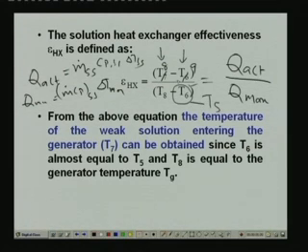And T8 is your generator temperature. So from this you can find out what T9 is. So that is the use of this particular equation.